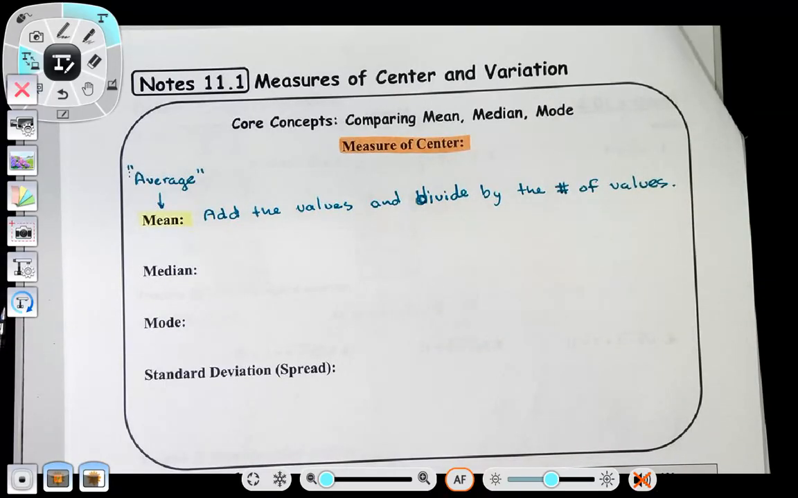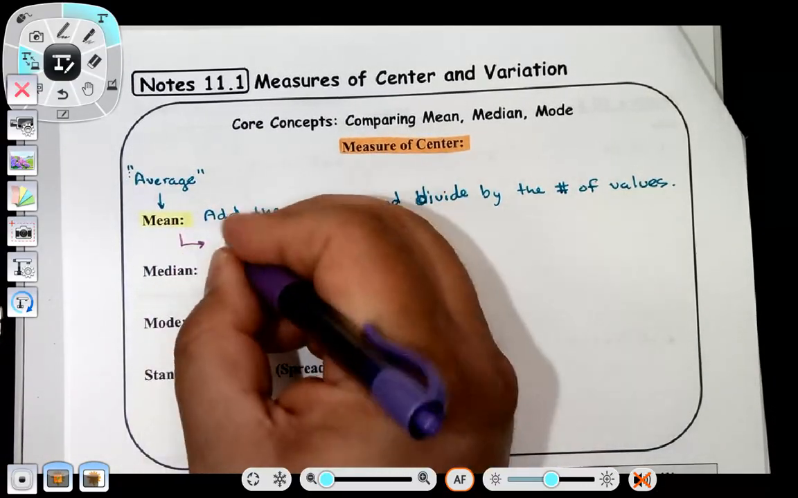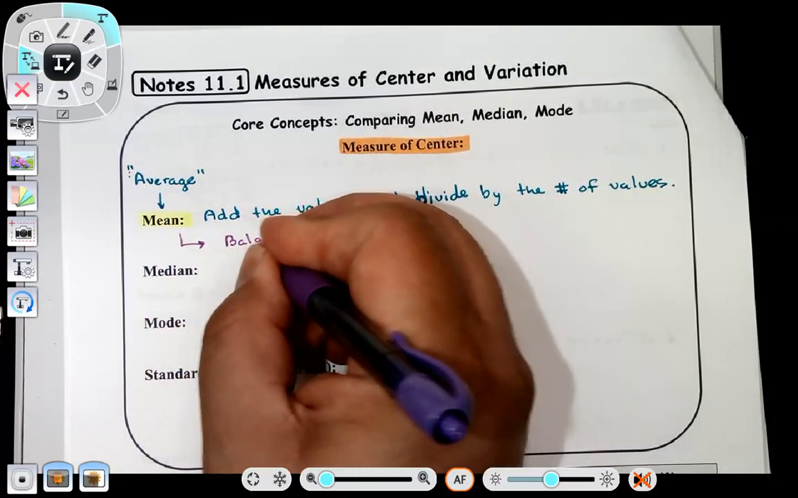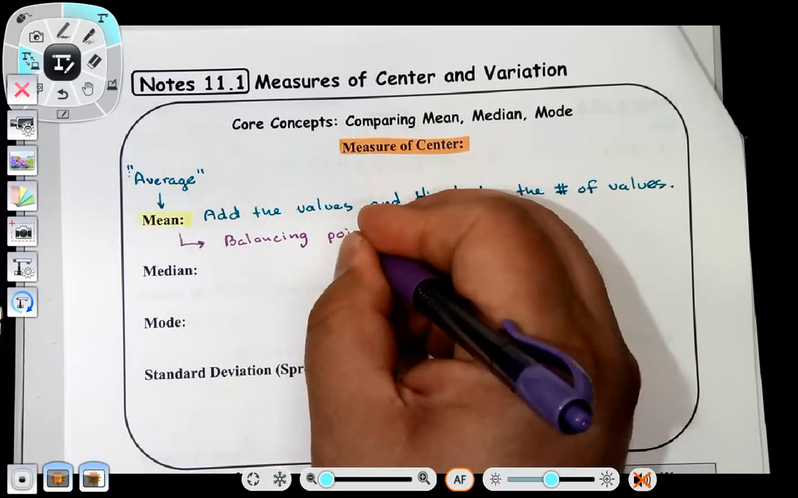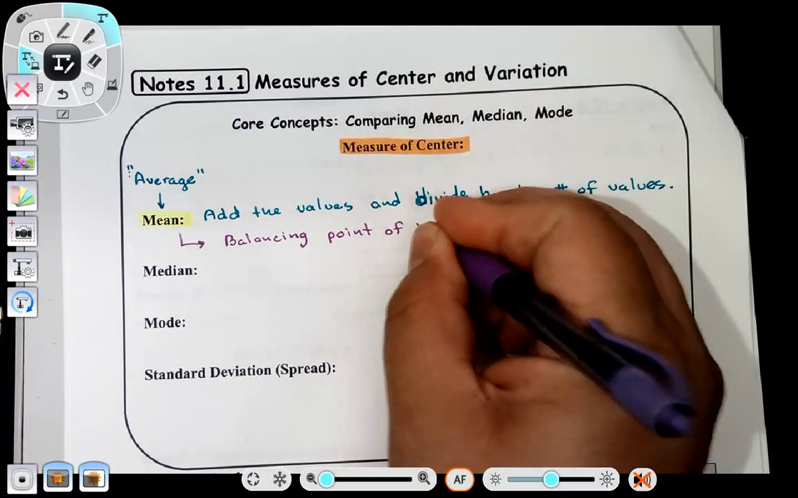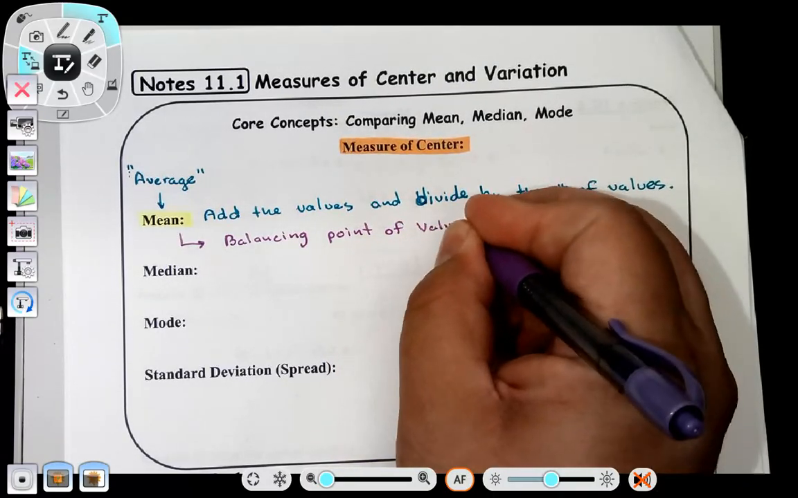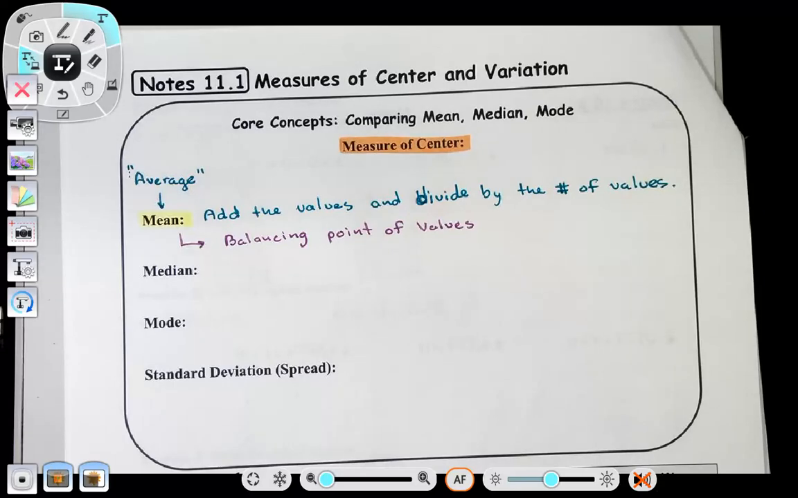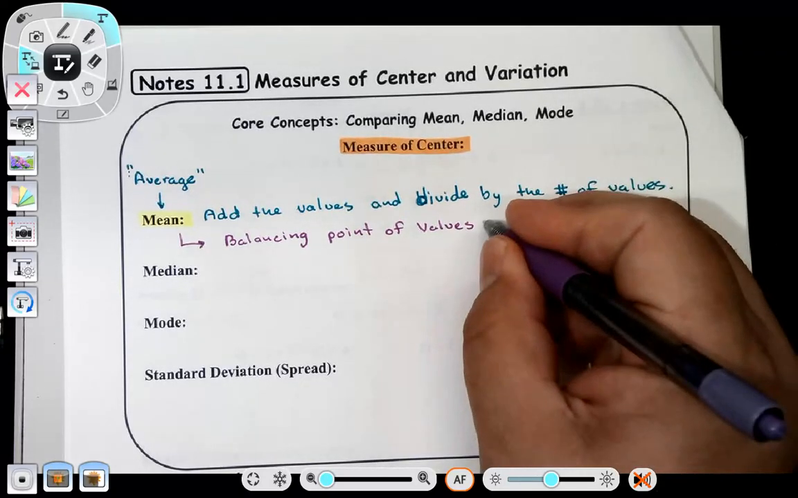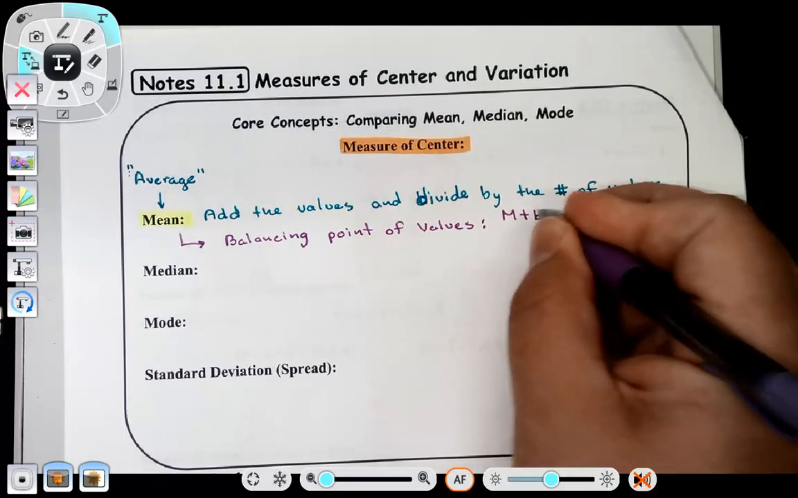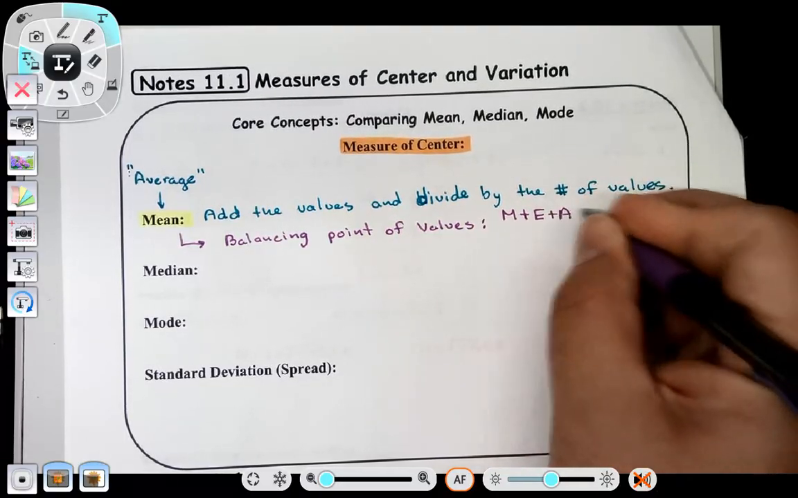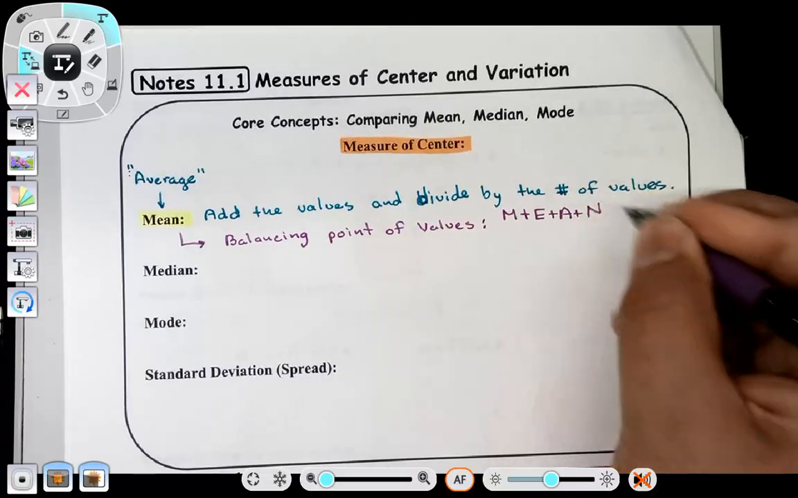And so it's basically what they call a balancing point of values. So the mean is a balancing point of values. Some people always say, oh, so that means it gives me kind of the middle ground of all the data. No, it's a very different number. And so all you're going to do is add. I'm going to write the word mean. I'm going to be adding everything together.